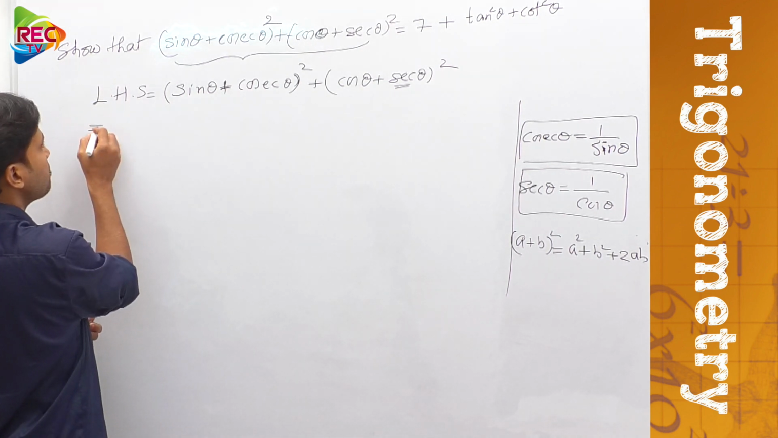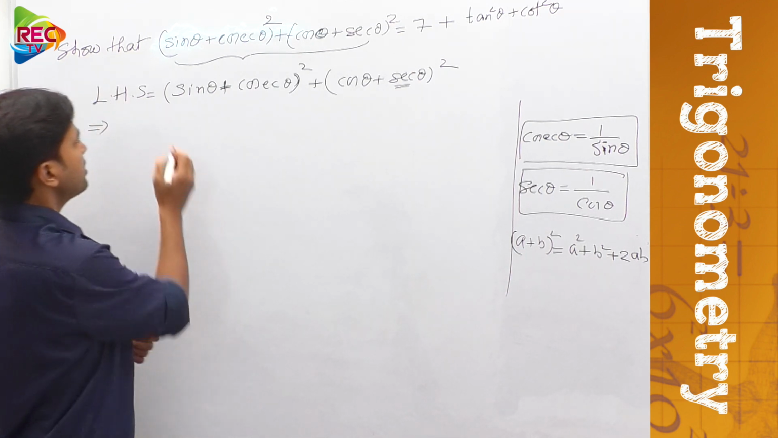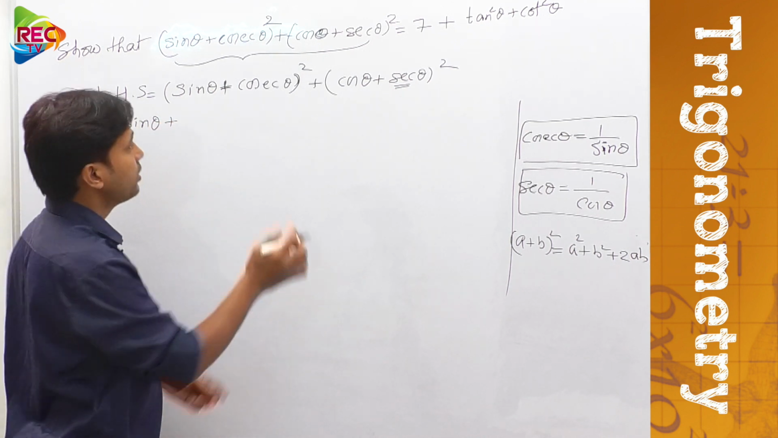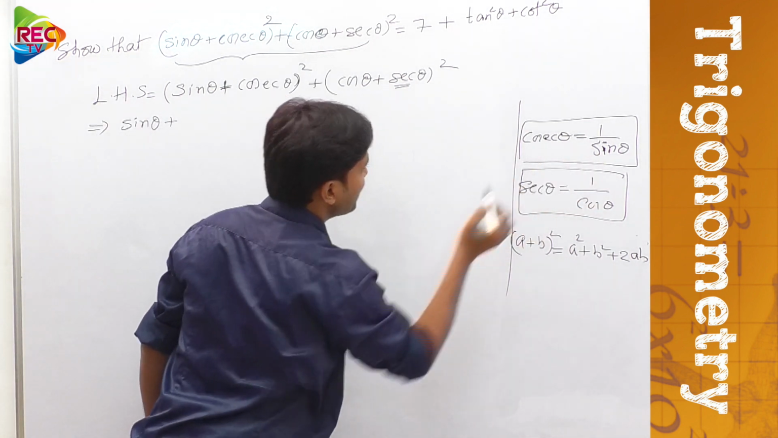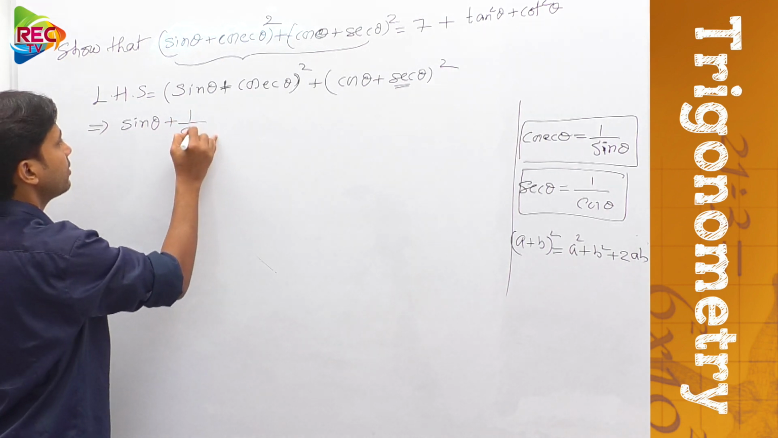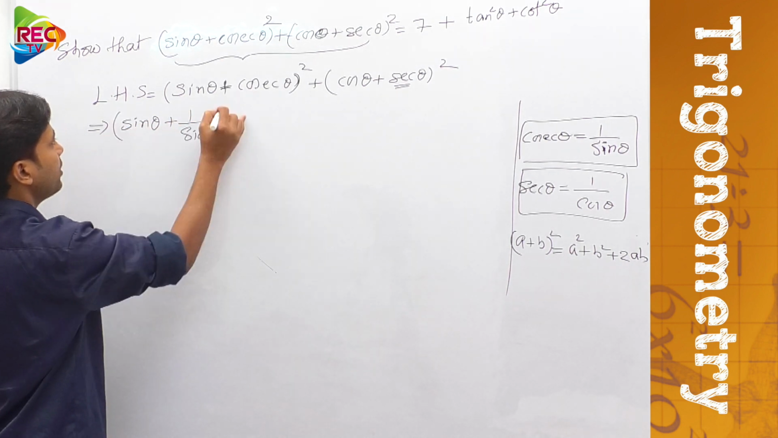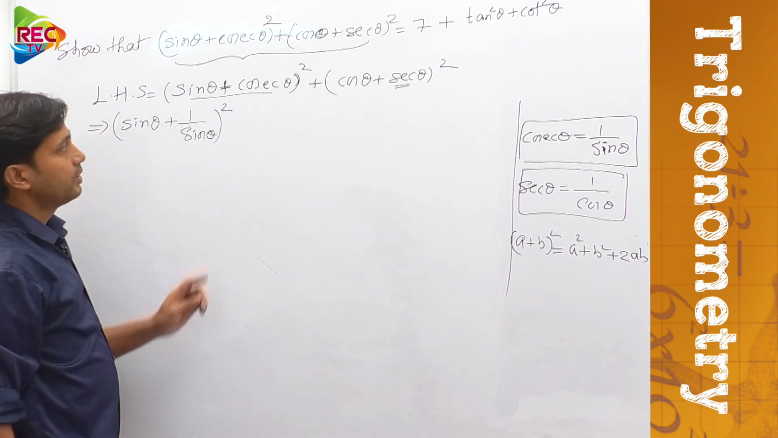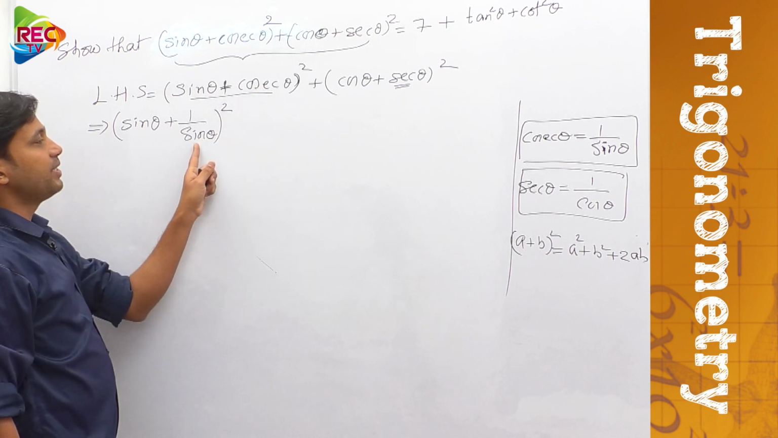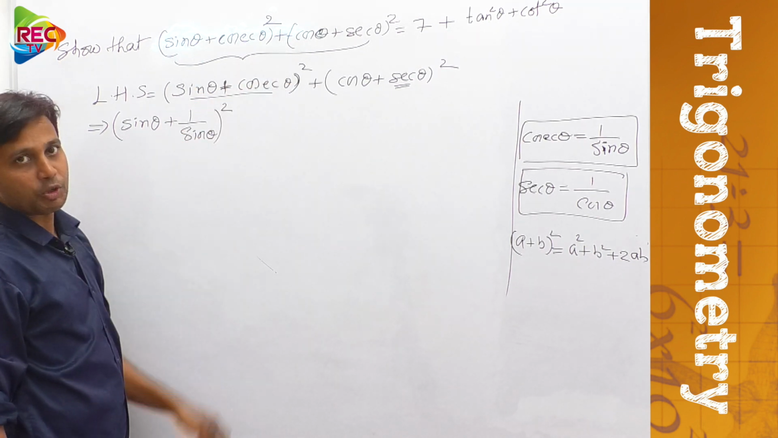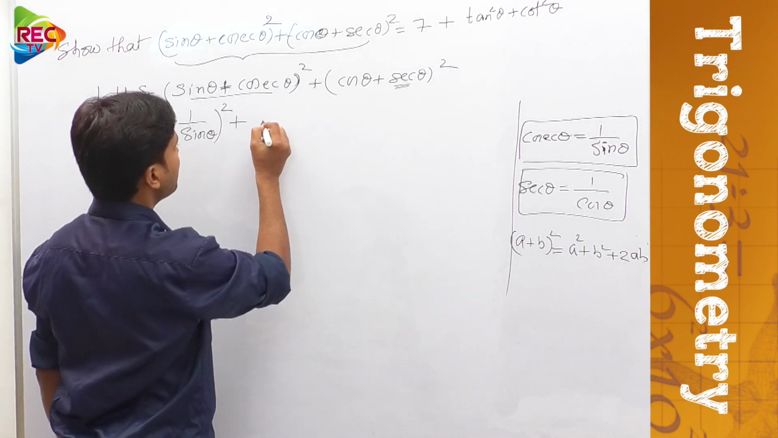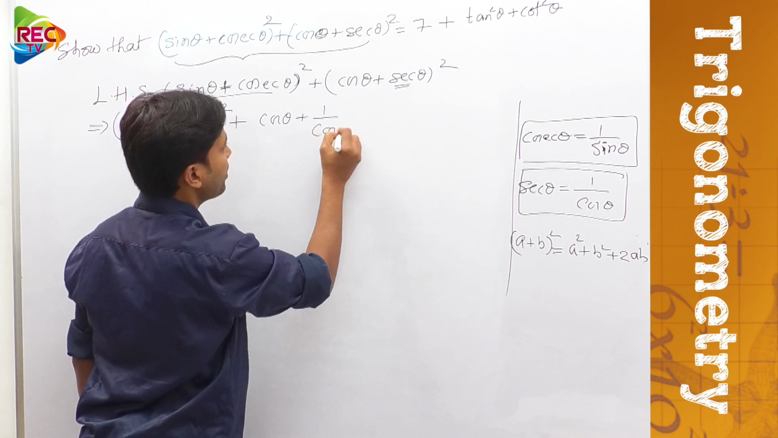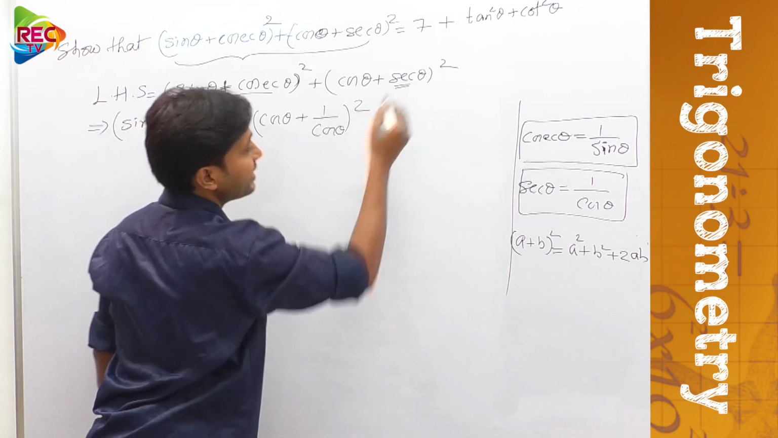Now I am going to do the next part. First of all, I am converting the terms. Cosecant theta can be written as 1 by sin theta, right? So sin theta plus 1 by sin theta, whole square. Just carefully observe, I converted this term: sin theta plus cosecant theta written as 1 by sin theta, to that whole square. Now cos theta plus secant theta can be converted to cos theta plus 1 by cos theta, whole square, as it is given.